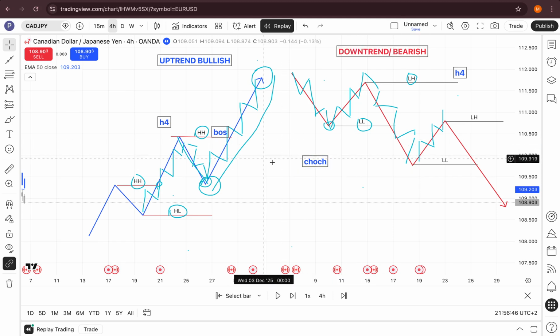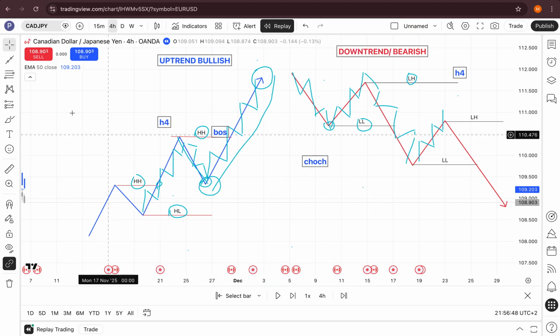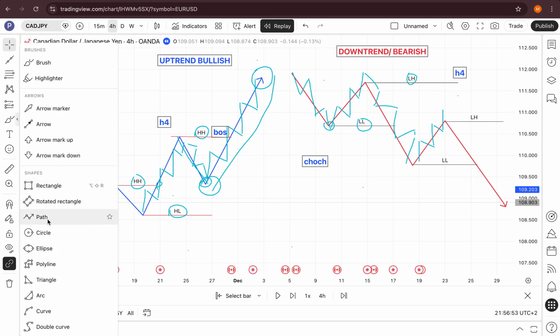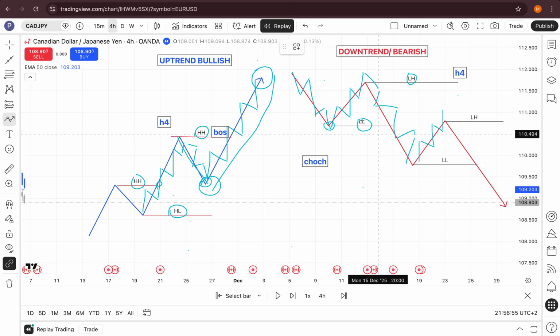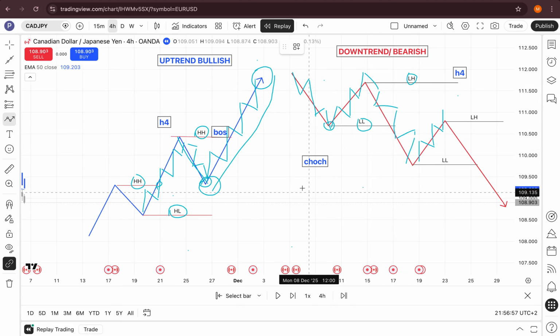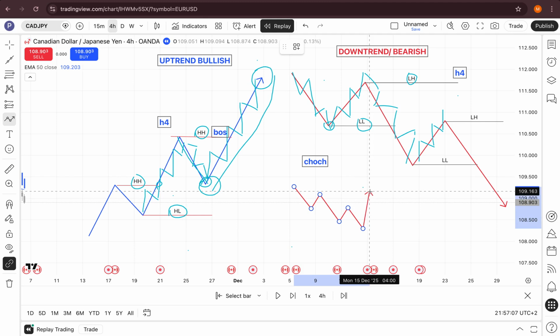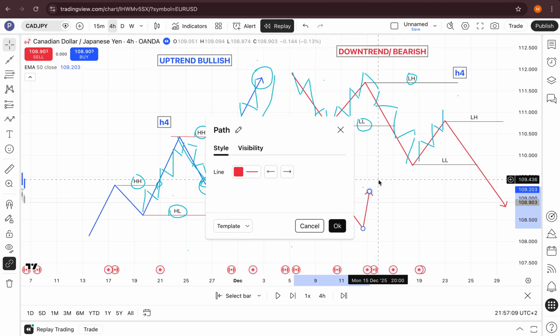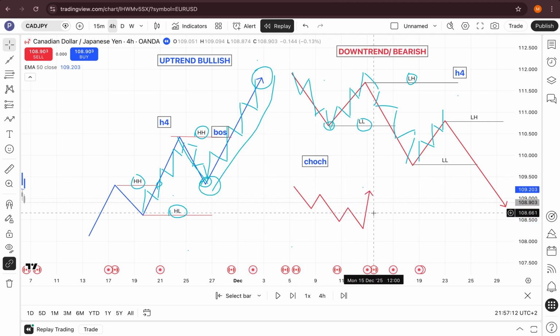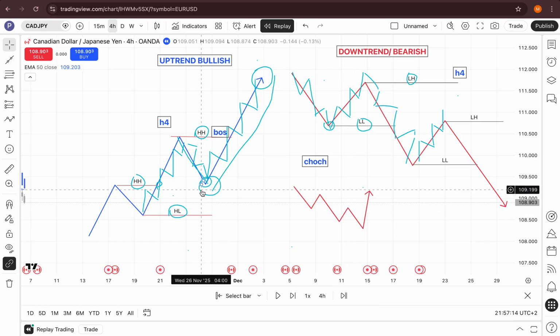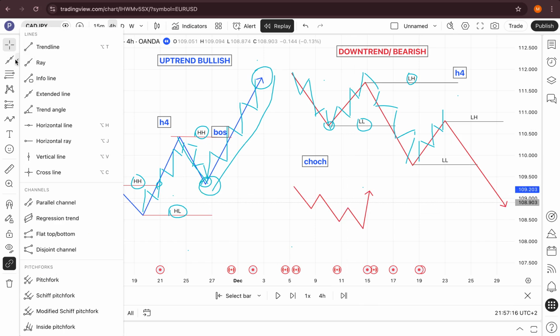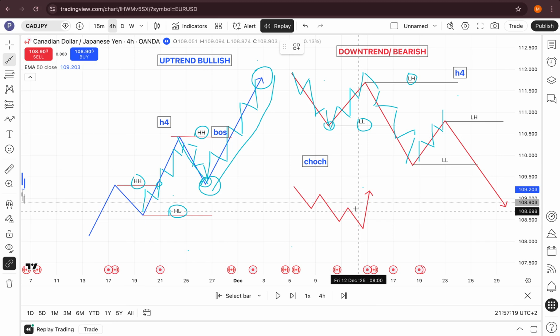This is one of the most important things. A change of character, let's say our market is in a downtrend, making higher highs and higher lows, and then all of a sudden the market breaks below the previous higher low, the previous lower high. That break is what tells us that a change of character has happened.